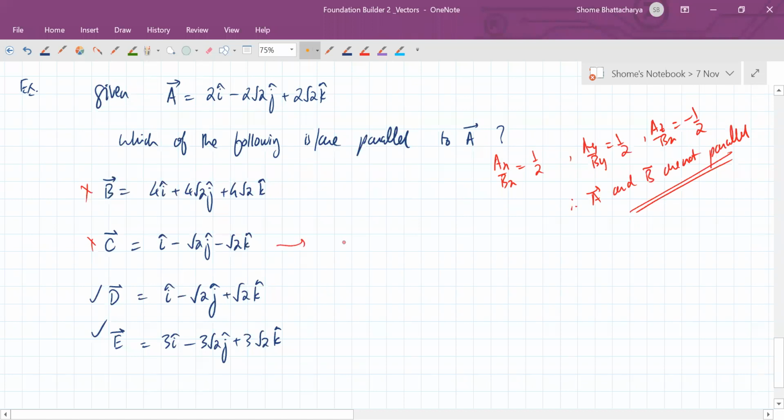Similarly, you can see that AX upon CX is 2, AY upon CY is also 2, but AZ upon CZ is equal to minus 2. So again they are not parallel.